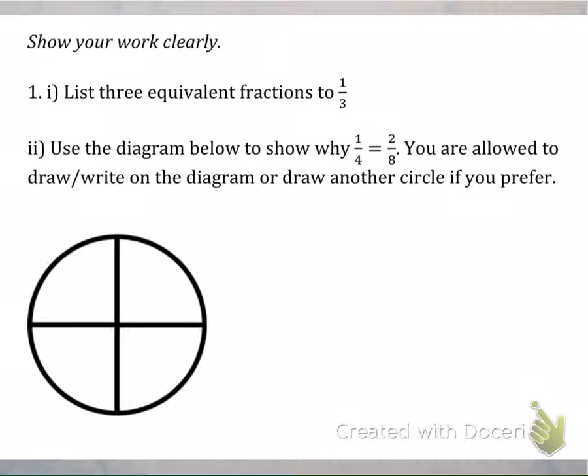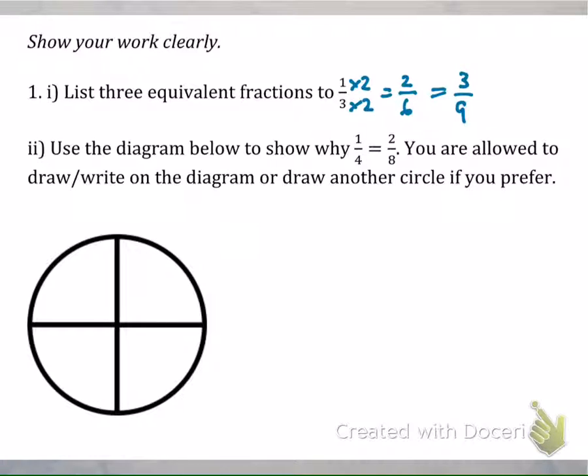Alright, so number 1, part 1, says list 3 equivalent fractions to 1/3. Well, all we have to do here is multiply the numerator and denominator by the same number. So for example, by 2, and that would give us 2/6. And we can also multiply the numerator and denominator of 1/3 by 3, which would give us 3/9.